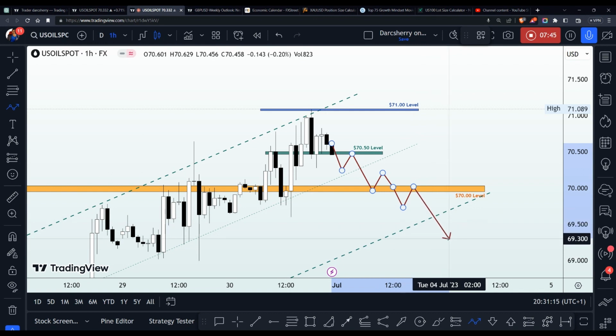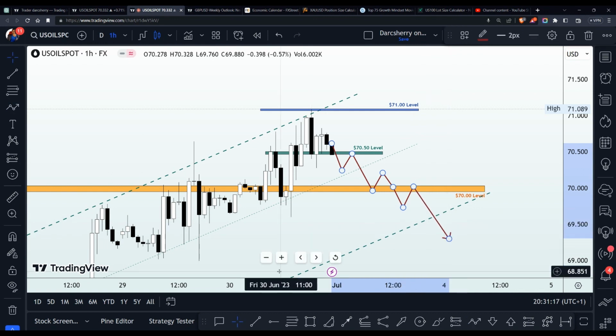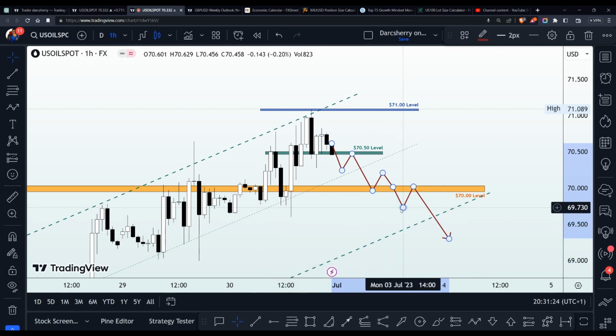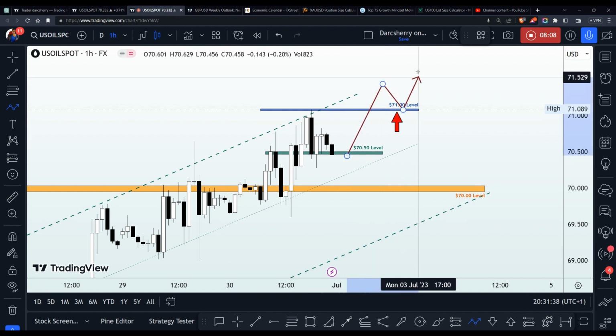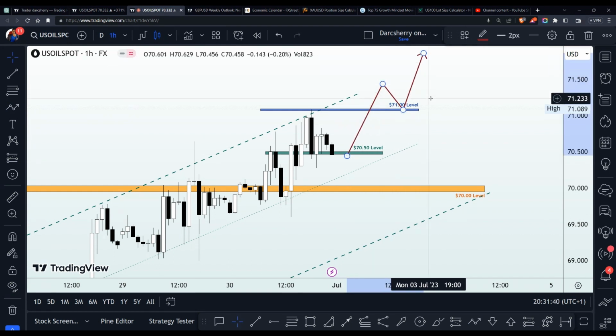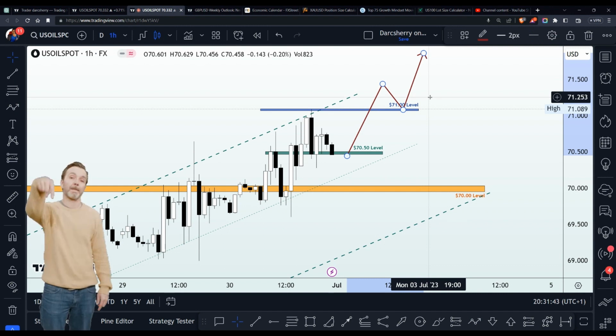And if it goes on to break down the support line of that ascending channel, then that will be good for more opportunities to sell. But I'm of the strong opinion that price action is likely going to be going to the upside. So we shall feel comfortable buying if price action remains above the $70 level. And if it goes on to further break out of the 71, then it will be a good opportunity to maximize the potential of this bullish move.